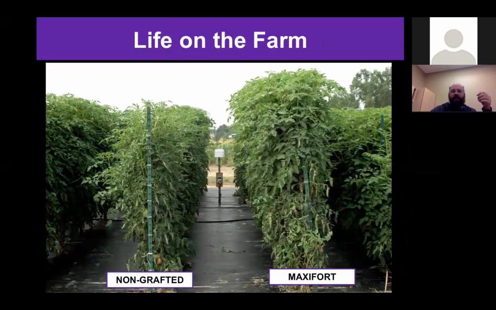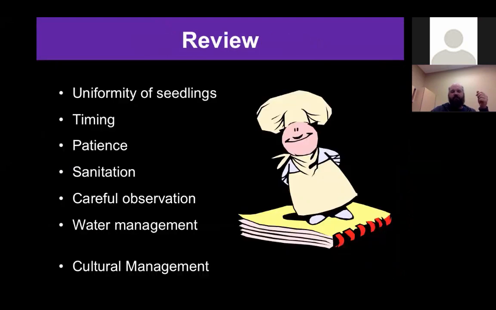Now the grafted plants, depending on the rootstock you use, but if you use a vegetative one like Maxifort, the plants can get quite a bit bigger as well. So you just want to be careful that you've got plenty of trellising, plenty of cages, whatever it is you're using to affix those tomatoes, be ready for a bigger plant.